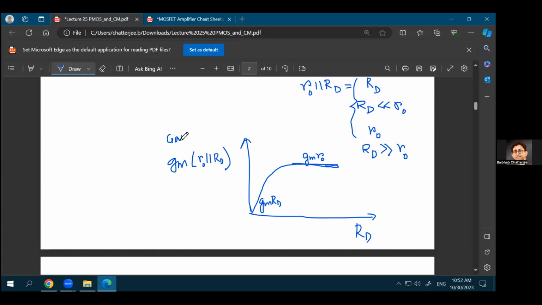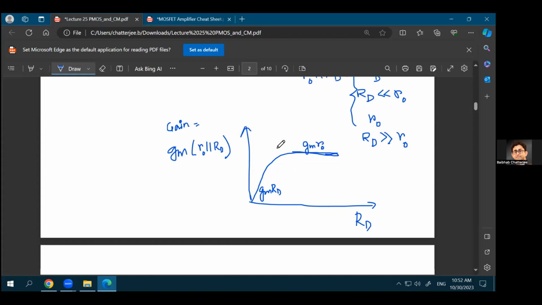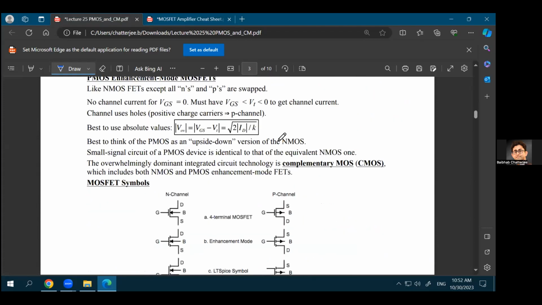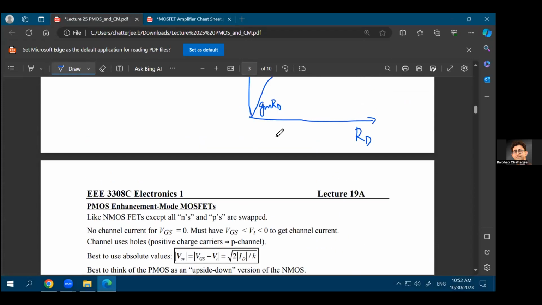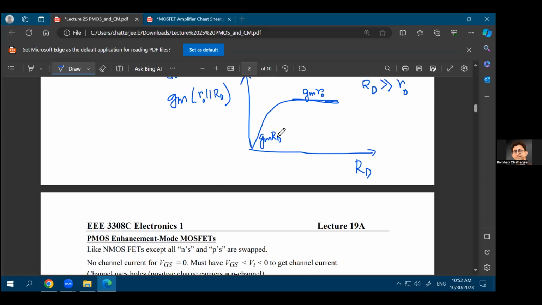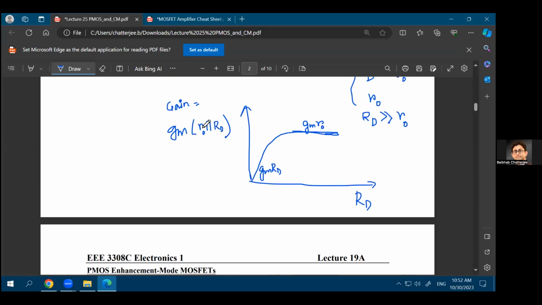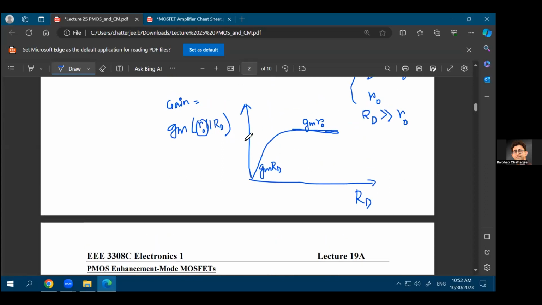So here in the y-axis, we are plotting the gain of the common source stage, and that is GM times RO parallel with RD. And in the x-axis, we are plotting the RD resistance. So for smaller RDs, you have GM times RD. For larger RD, you will have GM times RO as the gain of the system. Okay. So that's just a recap of what we discussed in the last class and the effect of the RO, or the output resistance of the transistor.